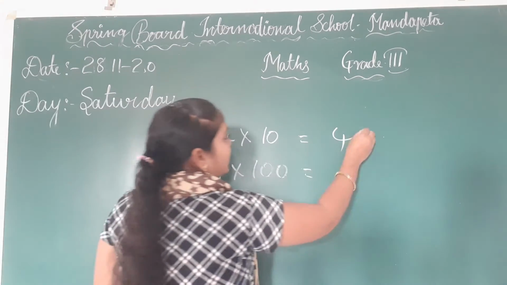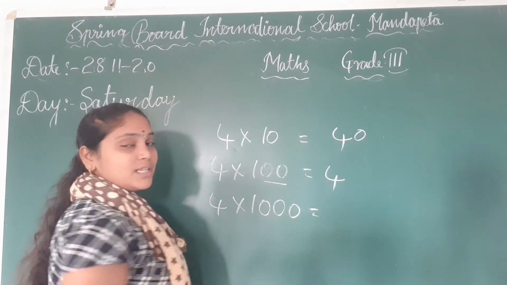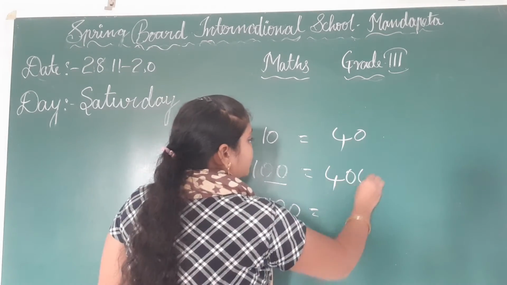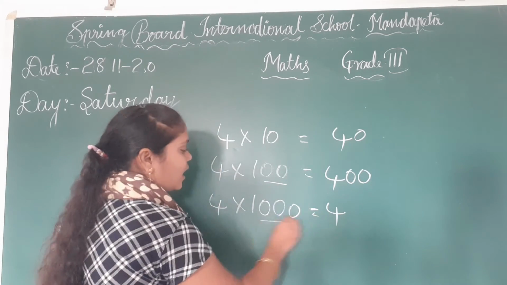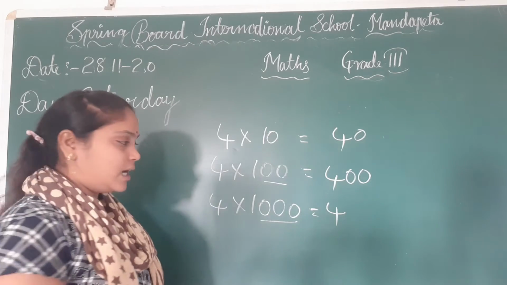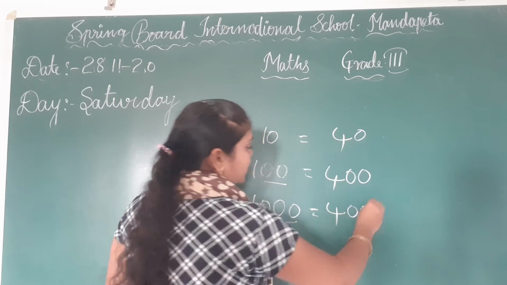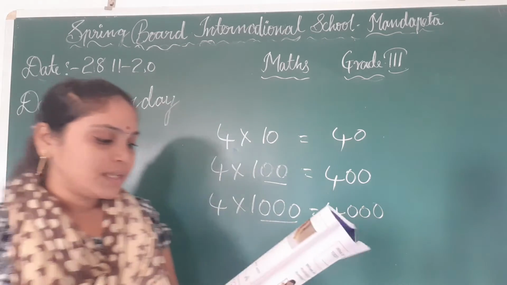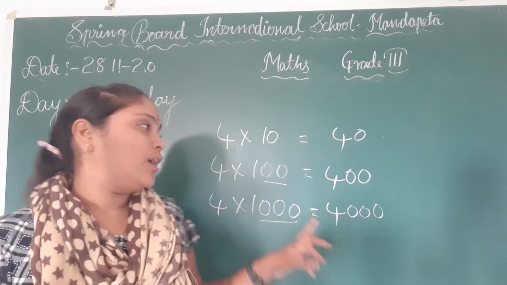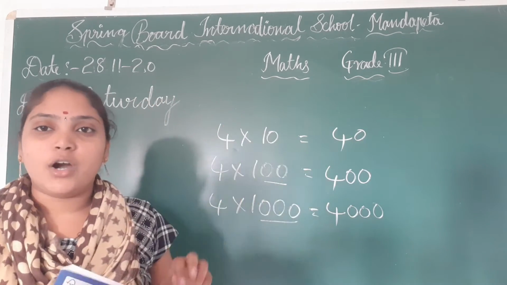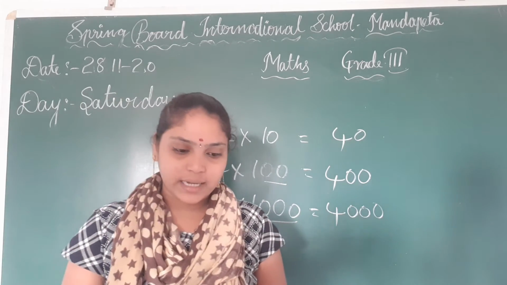How many zeros are here? Write 0. And here write this number. How many zeros are here, children? 2 zeros. So 4 into 100 is 400. And here also write the number. Let us count how many zeros are here. 1, 2, 3. So write 3 zeros in the product. Okay, if you multiply a number with 1, 10, 100 or 1000, you have to write the same number and count the number of zeros and write those zeros in the product.